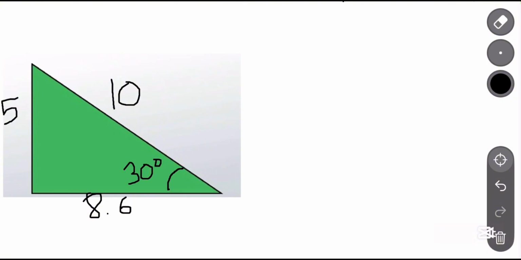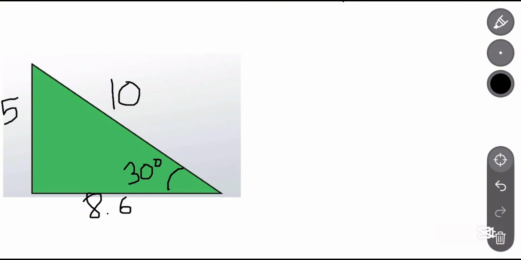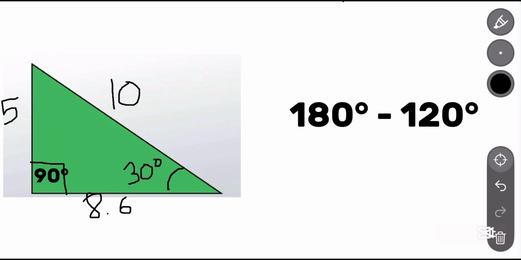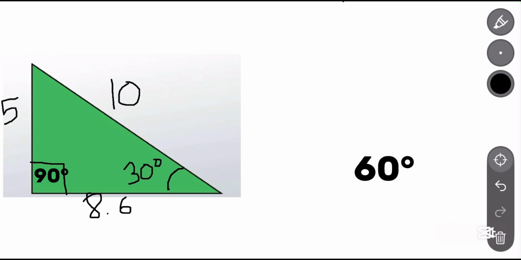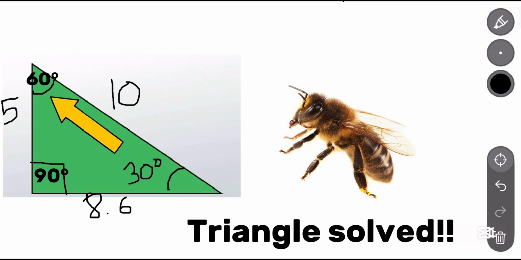And we know the angles of a triangle always add up to 180, so we can add the 90 degrees here and the 30-degree angle we already know and subtract it from 180, which equals 60 degrees. So this angle right here will be 60 degrees.